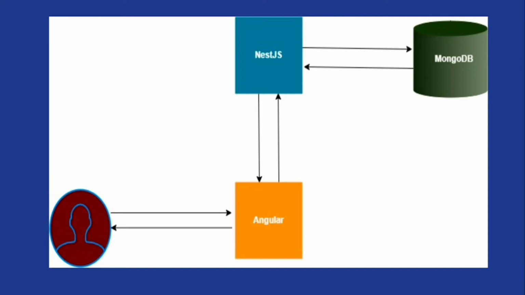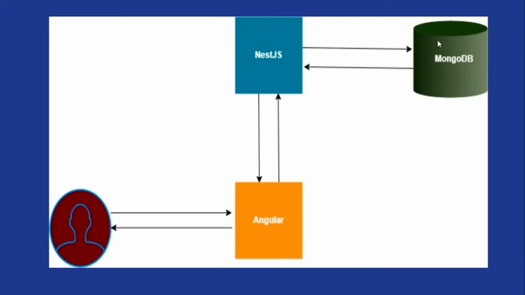Once the data is received, the application returns that data as a response to our client application, nothing but the Angular application, in JSON format. Once the Angular application receives that data, it dynamically binds and displays the data on our UI. This is how the flow exists with Angular, NestJS and MongoDB communication for a simple user request.